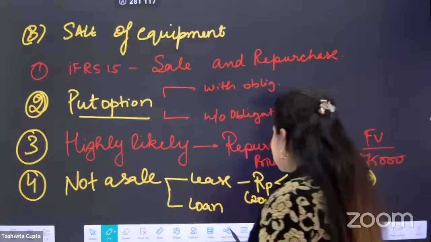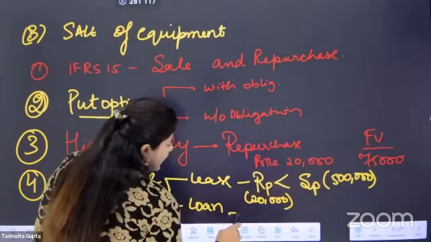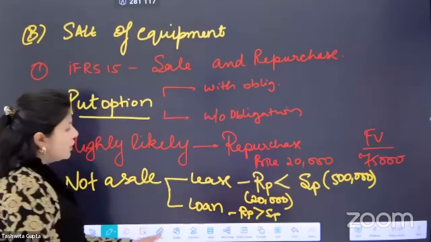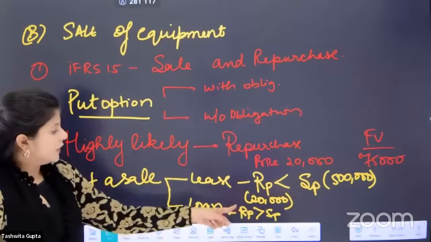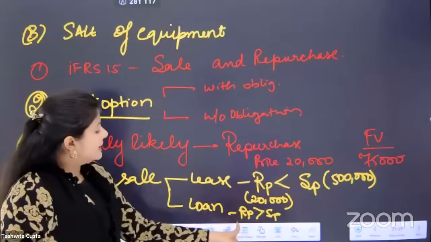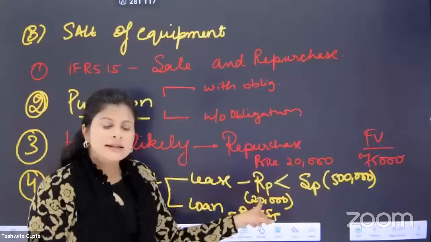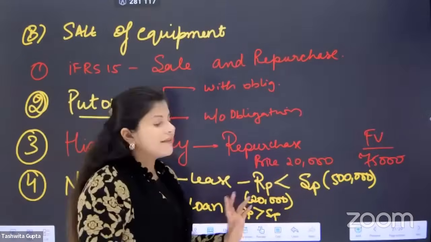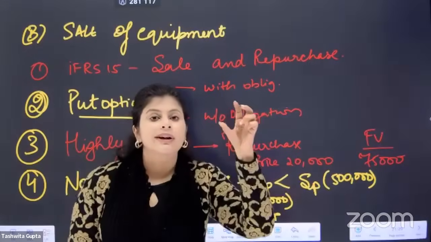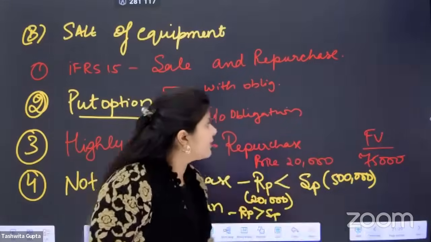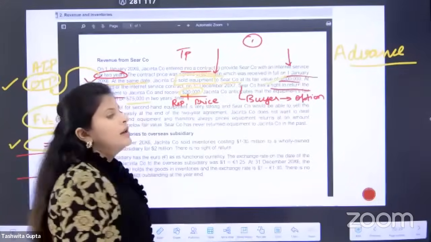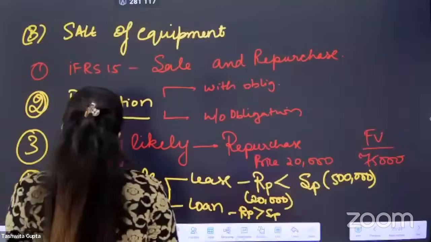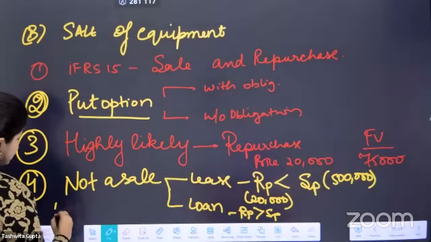Awesome. It's a lease. When is it a loan? When the repurchase price is greater than the selling price, because usually in loans, you pay a premium. If you buy this asset back at a higher price than its actual selling price, then it will turn out to be a loan. I'm not talking about fair value. I'm talking about the price at which you sold it initially, which in the question is 5 lakh. So I will conclude that this is a lease. So this will be treated as a lease.